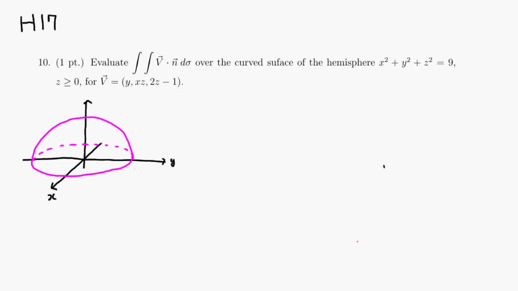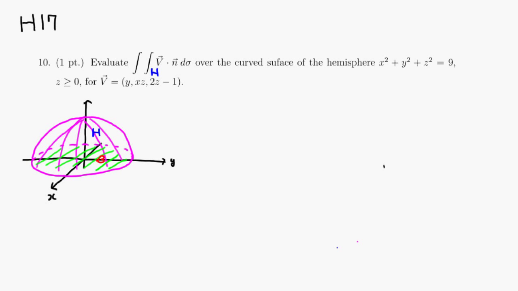apply the divergence theorem. Let's call this hemisphere H, so this is going to be a double integral over H. H is this hemisphere right here. Then I'm going to add the base B, the circular base here. The radius is, since it's 9, going to be 3. So that's going to be our base B.